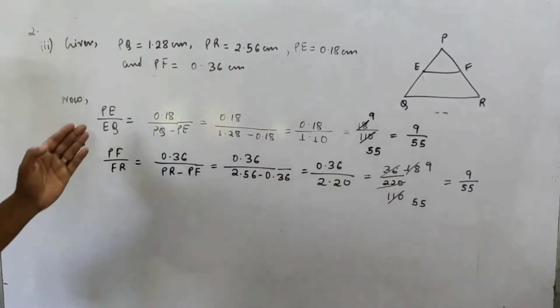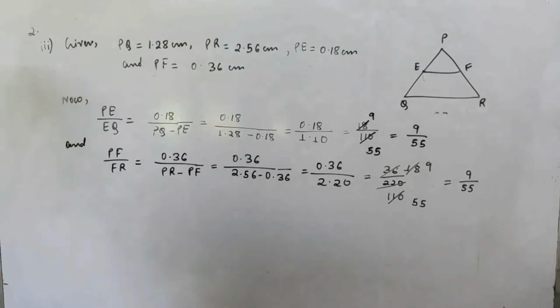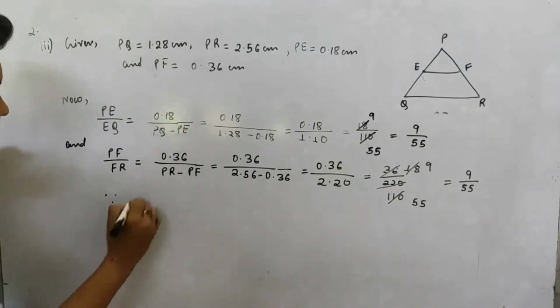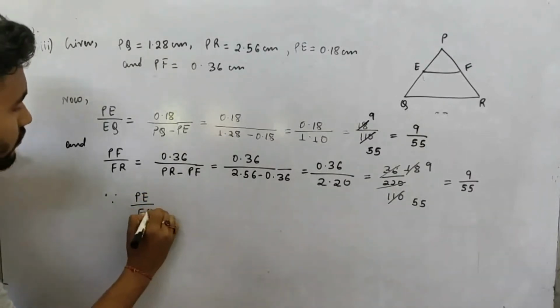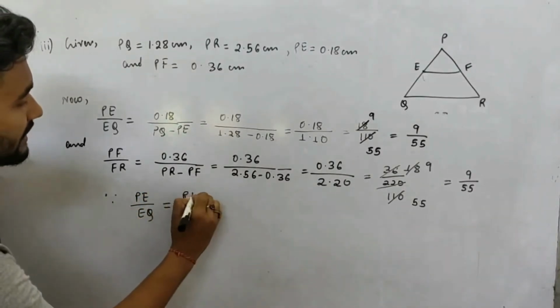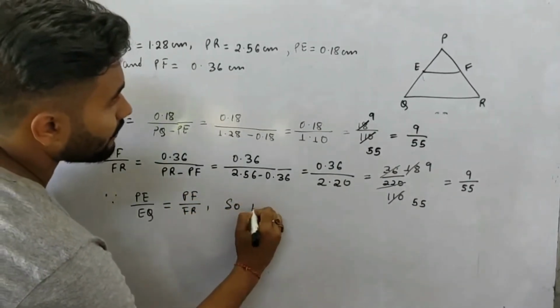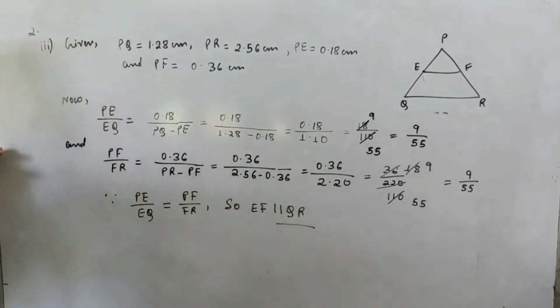So you see, PE by EQ and PF by FR are exactly the same. Understood? So since PE by EQ is equal to PF by FR, our EF will be parallel to what? QR. So this is the way you have to do it.